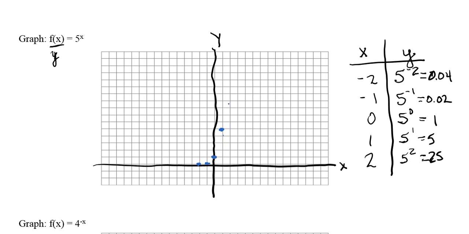5, 6, 7, 8, 9, 10, 11, 12, 13, 14, 15, 16. Yeah, it's way off my graph. So what I'm seeing here is that it's growing very quickly, and of course I would try and make this be a little bit straighter.